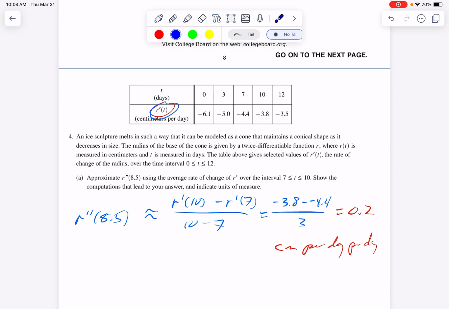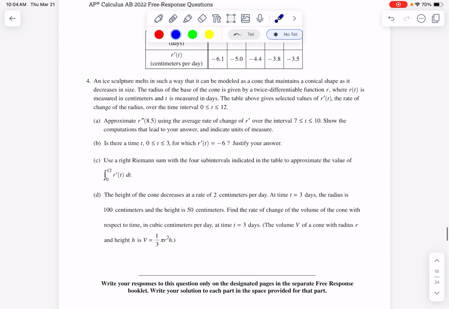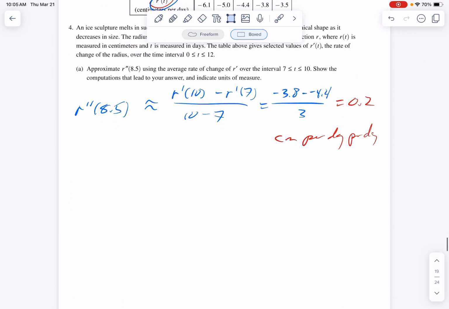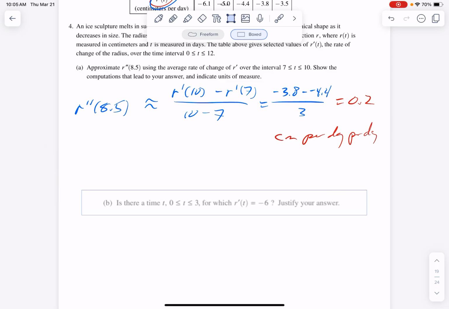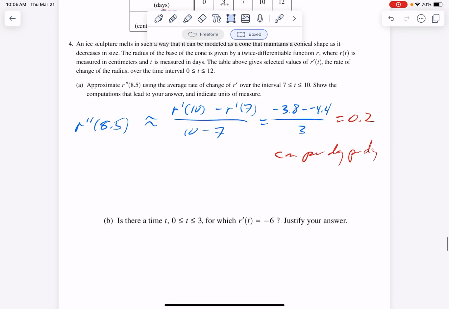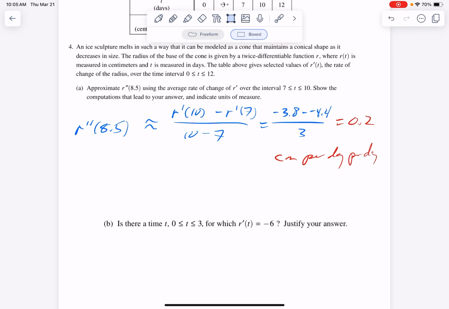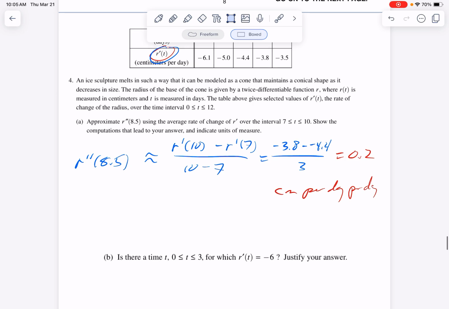Okay, let's look at part B. Is there a time t? All right, that question, I already know I'm probably thinking about the intermediate value theorem or the mean value theorem. Is there a time t between 0 and 3 at which r prime of t is equal to negative 6? So you might think, oh, they're asking about a derivative, so it's mean value theorem. But we actually have r prime already. So it's intermediate value theorem.